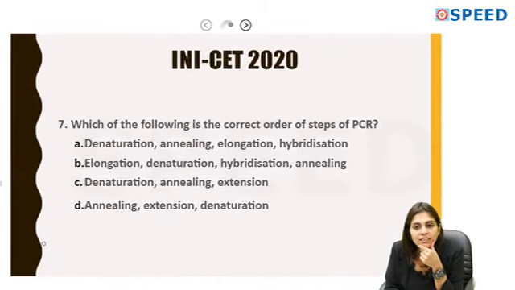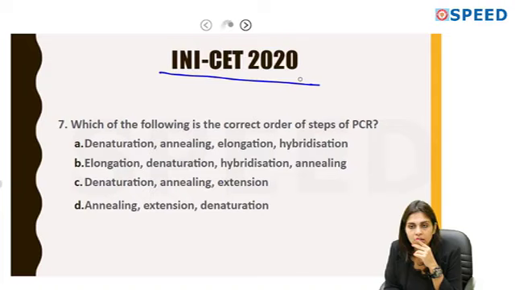Which of the following is the correct order of steps of PCR? Can anybody tell me? It's a very simple question. The latest question. PCR. Say why she chose A. Denaturation, annealing, elongation, till that she's right. And then why did you choose hybridization?